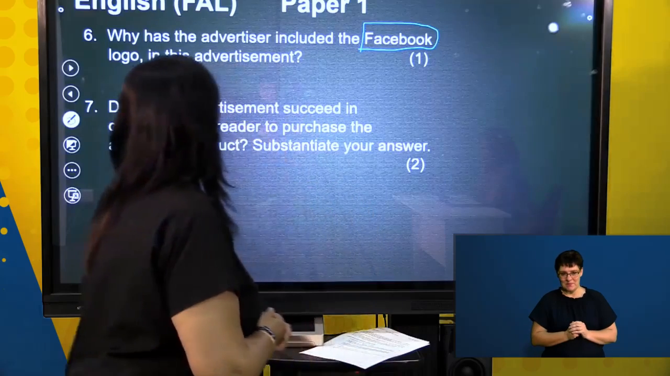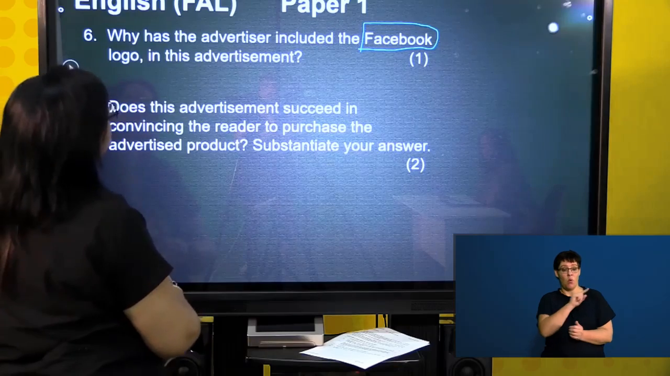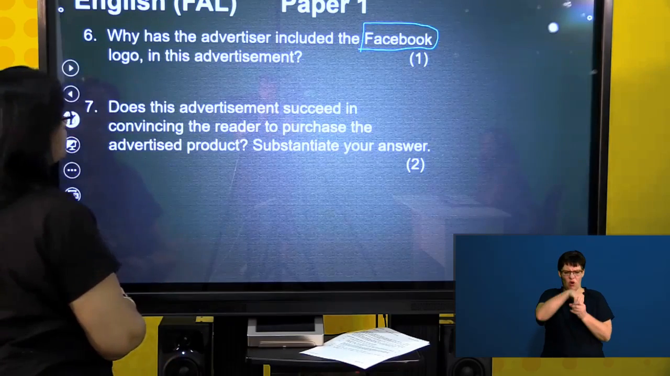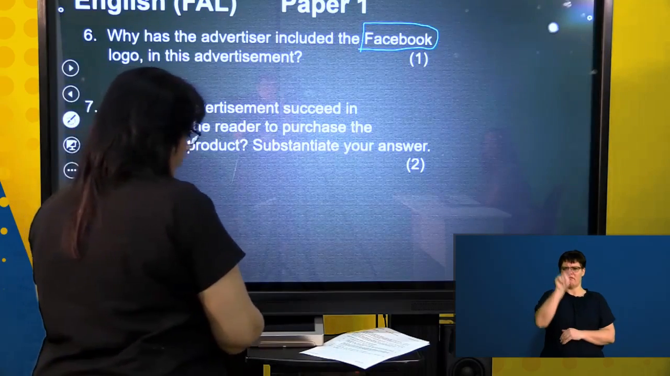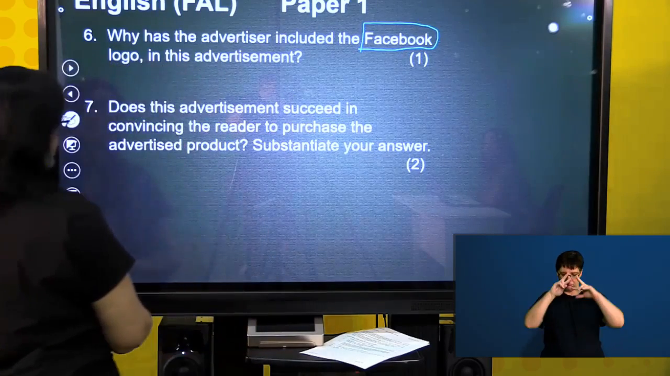Okay, so let's go again. Why has the advertiser included the Facebook logo in the advertisement? And we've answered that question. It allows the reader to acquire more information on the product.